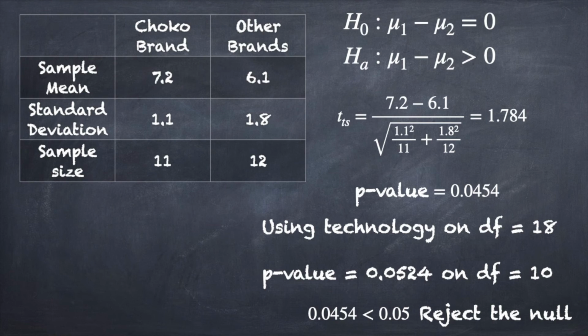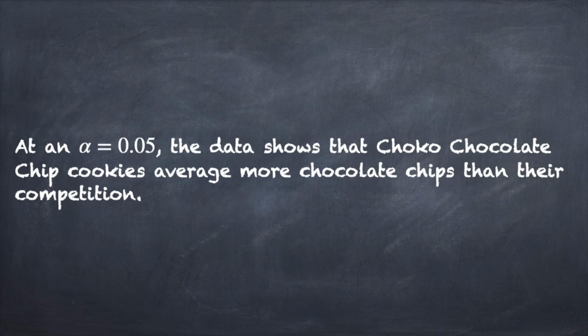So this is one of those cases where we are just on the other side of the fence line of rejecting the null, and really we should technically be careful. But to move forward, let's take a look at our interpretation. At an alpha level of 0.05, the data shows that Choco chocolate chip cookies average more chocolate chips than their competition.